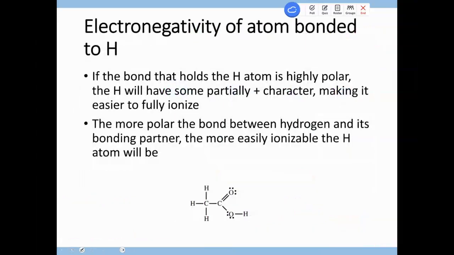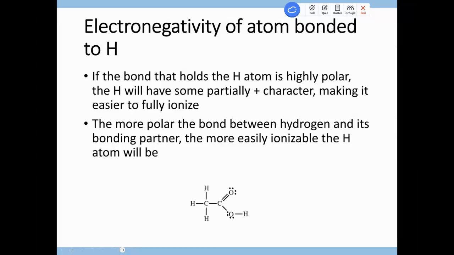Okay, so now the polarity of the bond that holds the hydrogen atom influences acidity. So in this molecule here, this is acetic acid, which we were just talking about. There are 4 hydrogens. 3 of them are bonded to carbon. 1 of them is bonded to oxygen. All 4 of these hydrogens don't have the same acidity. The one that is part of a more polar bond would be the more acidic hydrogen. So that's this one here.